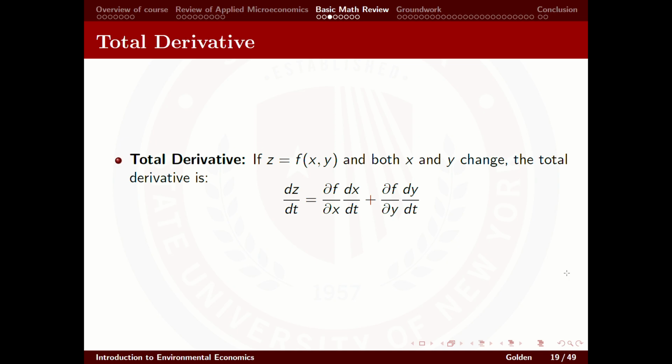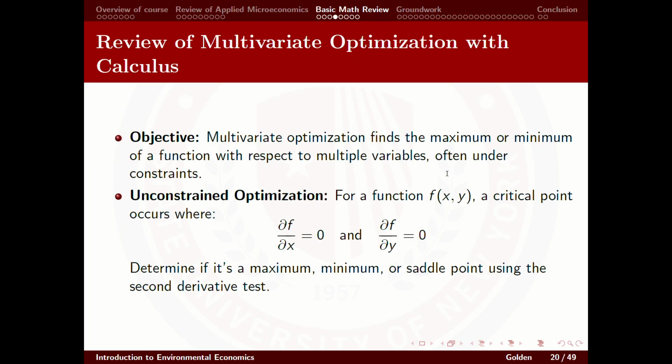The total derivative: if z equals f of x, y and both x and y change, the total derivative is dz/dt equals df/dx times dx/dt plus df/dy times dy/dt. And now I'm going to talk about optimization, which is where this becomes important for economics. Multivariate optimization finds the maximum and minimum of a function with respect to multiple variables, often under constraints. For a function f of x, y, a critical point occurs where df/dx equals 0 and df/dy equals 0.